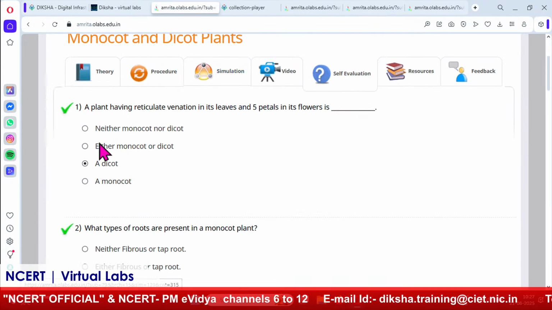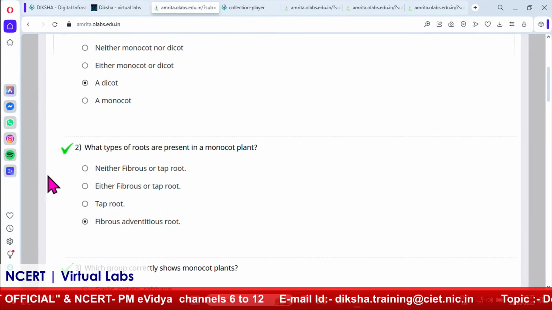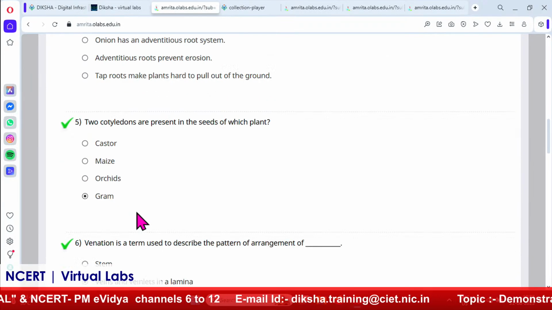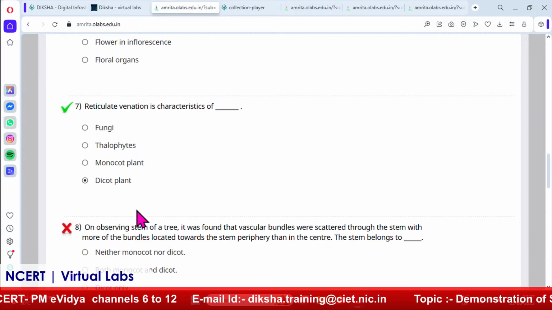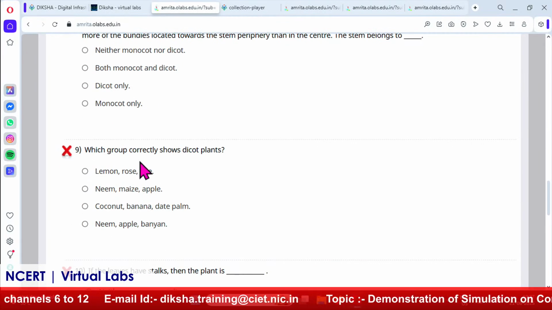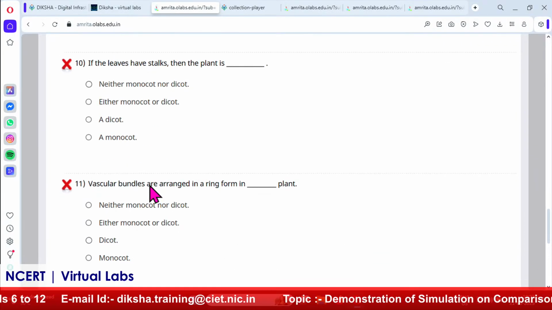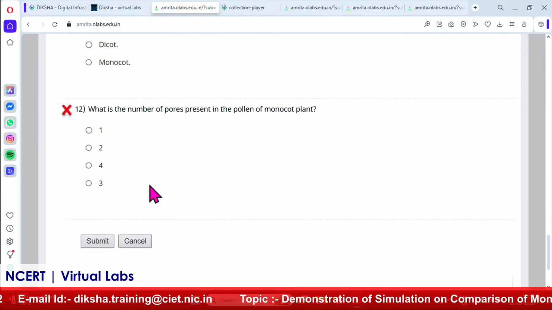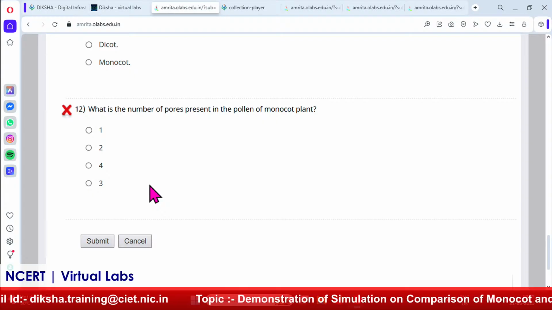After we click on submit, you can see that the tick mark shows that we have answered correctly, but those which we did not attempt are showing incorrect, because we have not actually attempted them. So this cross mark shows either you have attempted incorrectly or you have not attempted at all.